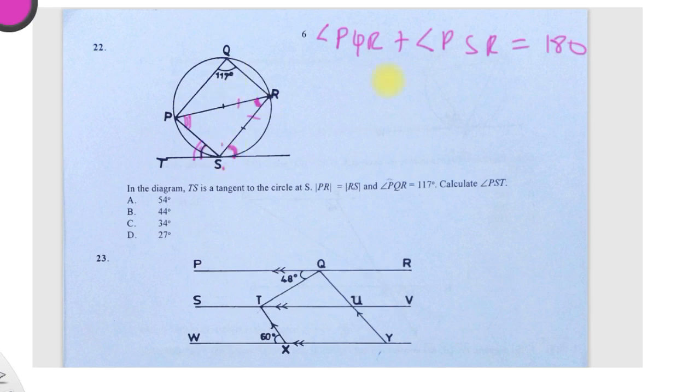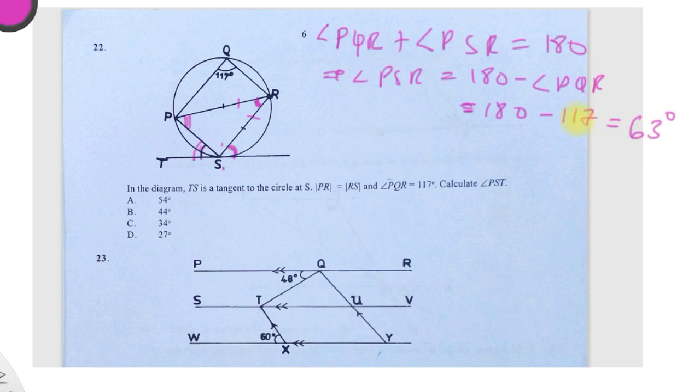This angle and this angle. So it means that we are looking for this angle PSR. So this implies that angle PSR is equal to 180 minus angle PQR, which is equal to 180 minus 117. Okay, what is 180 minus 117? This is equal to 63 degrees. So this angle is equal to 63.